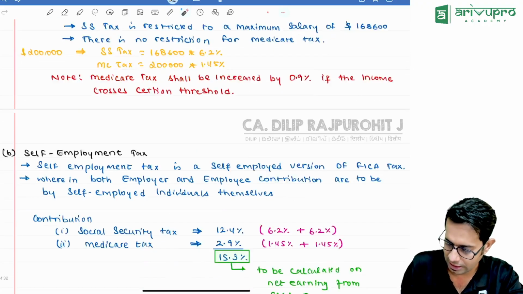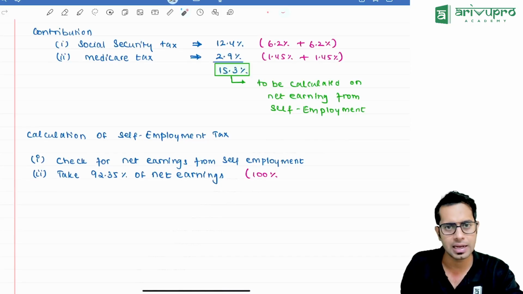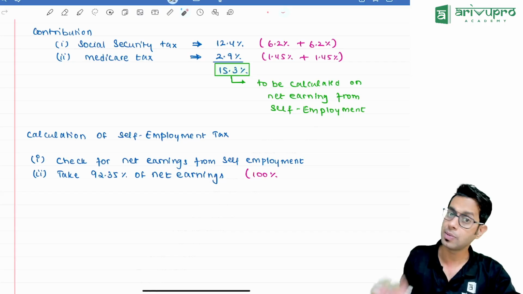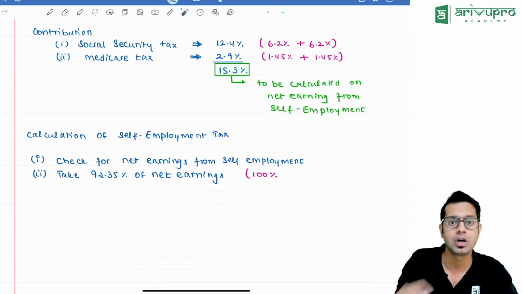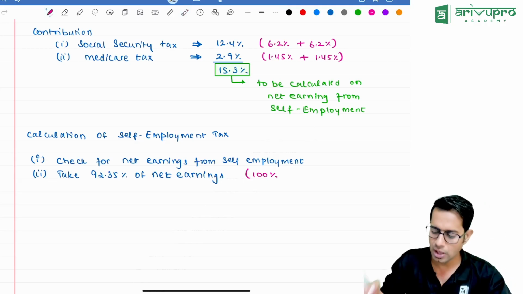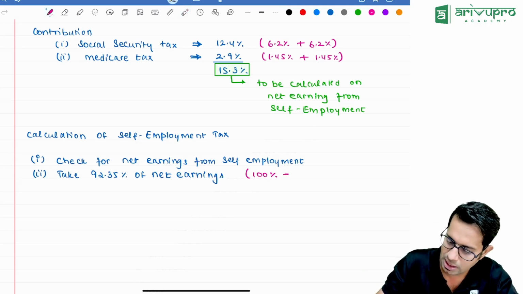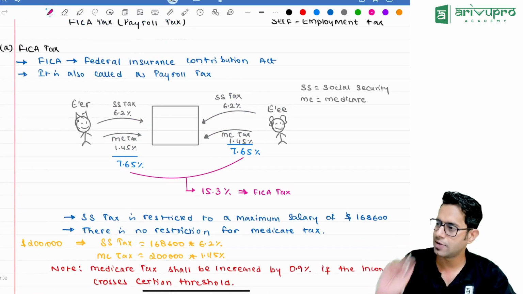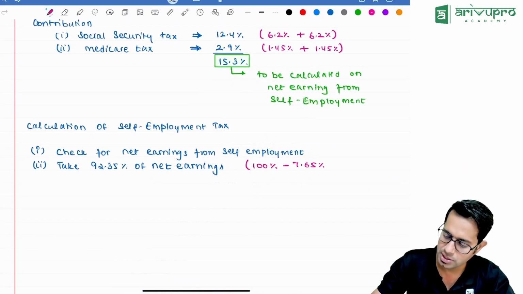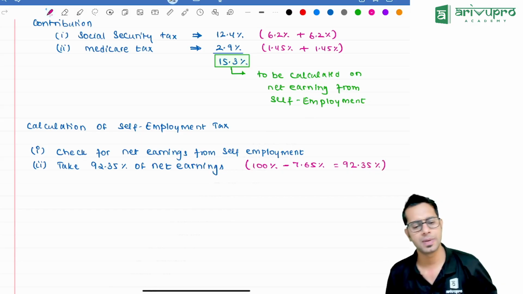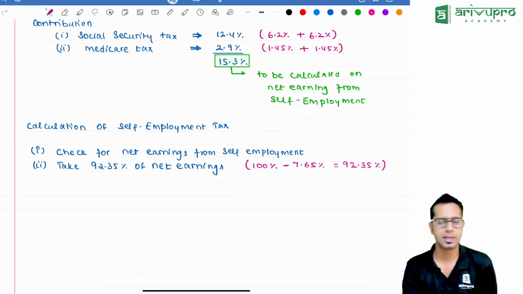So same thing over here, lawmaker says, if you would have worked somewhere, employer would have contributed some amount from his own pocket. In this case you are contributing that amount from your pocket. So reduce whatever employer would have contributed from the 100% salary you are getting. Reduce how much, sir? 7.65%. Now what is remaining, sir? 92.35%. This 92.35% is the amount on which the tax will be calculated.